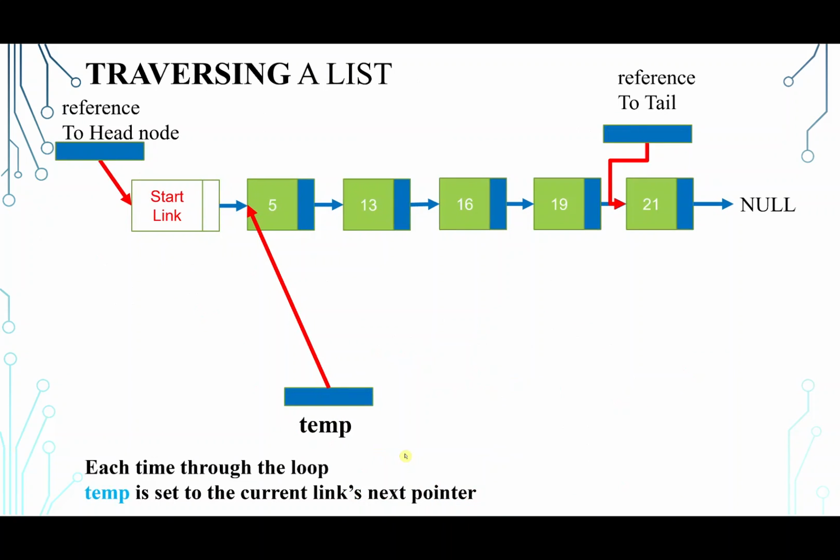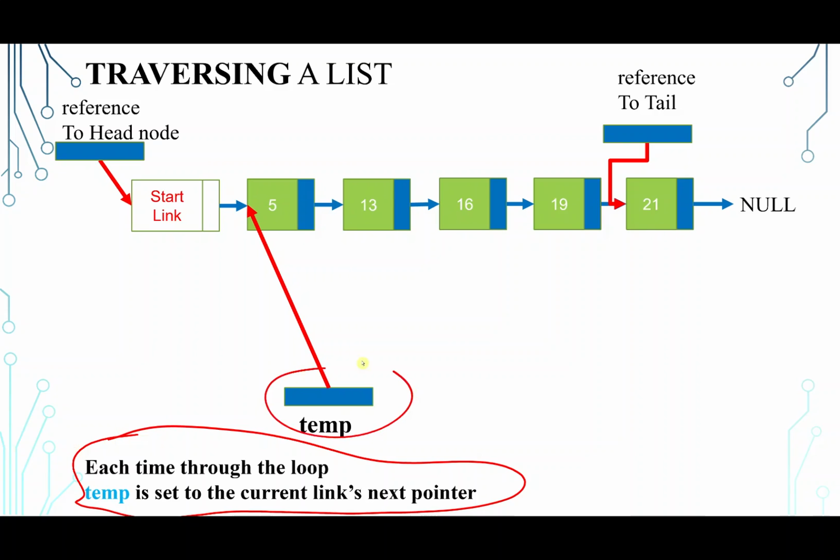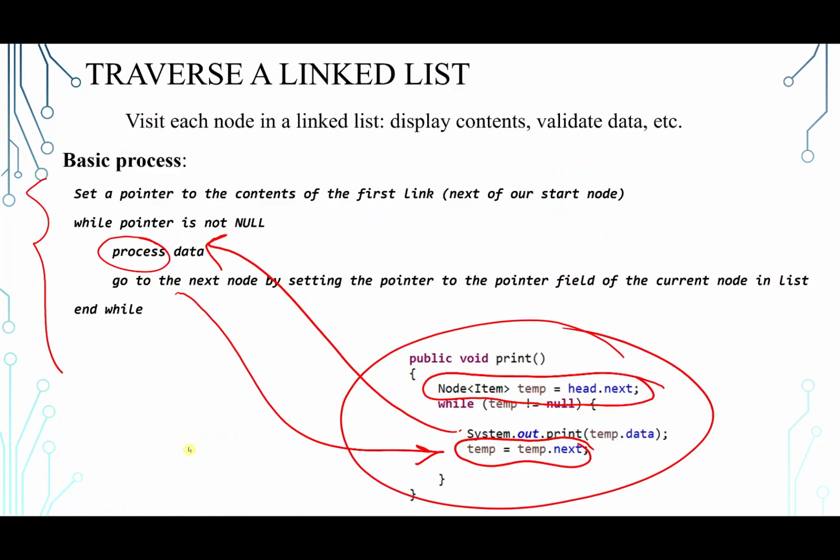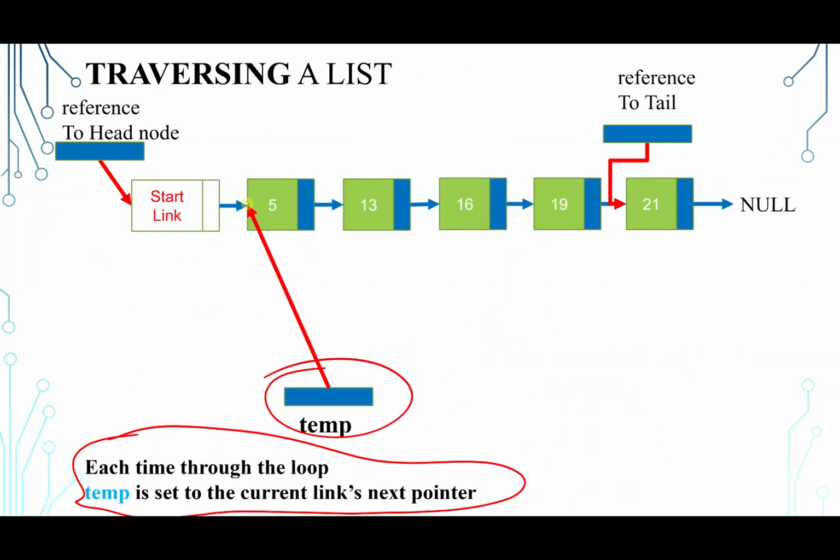So traversing a linked list is going to be exactly like this, and keep these notes in mind because you will need them. The first thing we do is create a temp pointer. Node item temp points to the same node the start link is pointing at. Then each time through the loop, temp is set to the current link's next pointer.